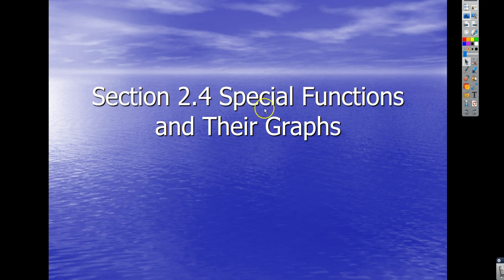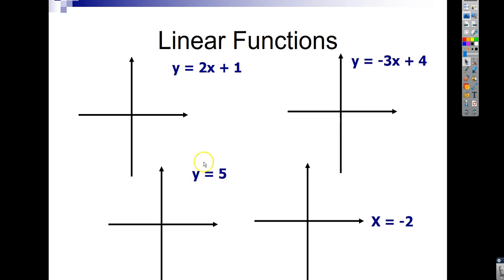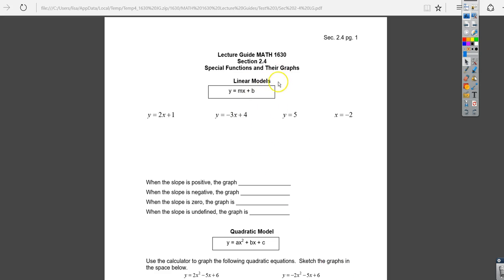Section 2.4, special functions and their graphs. So you should be working with this lecture guide, and first it goes over the linear models, and I'm not sure it goes over this, but I'll switch back over and we'll talk about that if it doesn't.